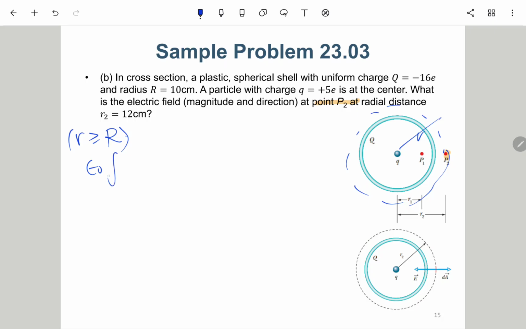So epsilon naught times the integration of E dot dA for this Gaussian surface, for the Q enclosed in part B, will be Q plus capital Q, because if R is greater than capital R, this Gaussian surface encloses both Q and capital Q. So on the left part, which is actually the same, epsilon naught E times 4 pi R squared.